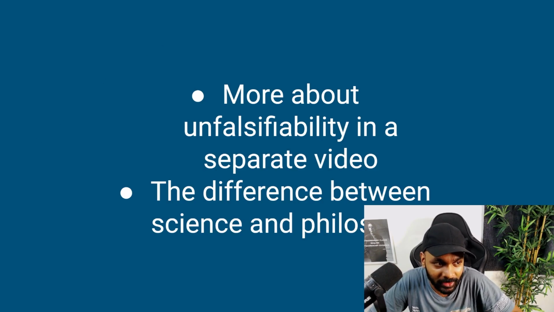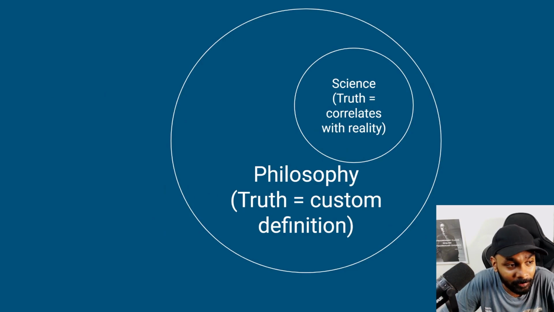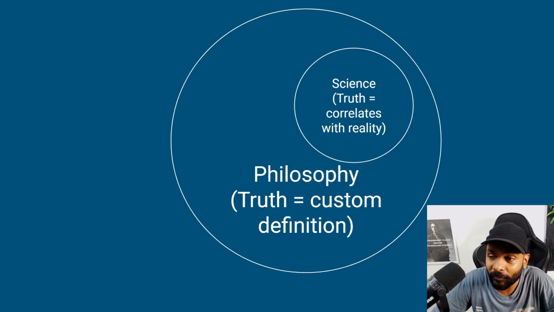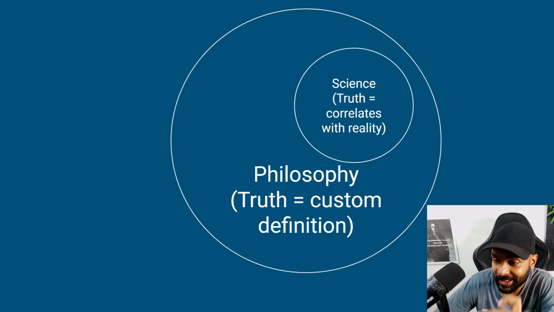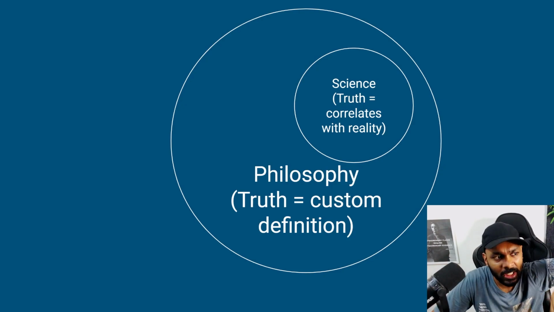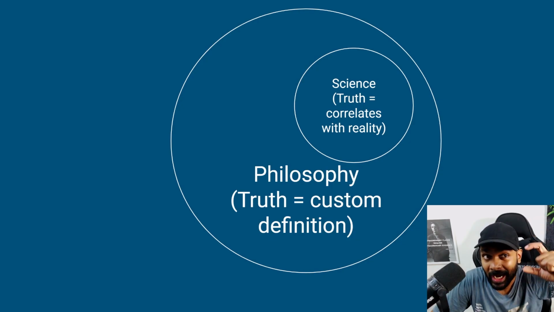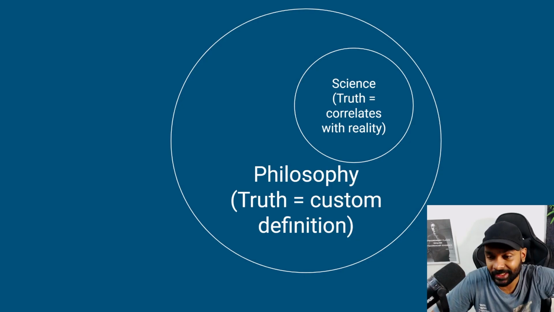But right now I'm gonna talk about the difference between science and philosophy. Science is simply a subset of philosophy where truth is defined as something that correlates with reality. In philosophy, an idea's truth may have some custom definition, like the truth as per this authority, or the truth that everyone around me abides by, or there can be multiple other definitions. But science is specifically ideas where truth is determined by that which correlates with reality.